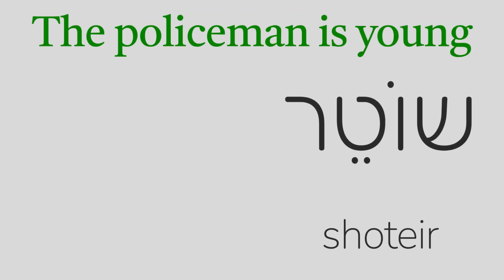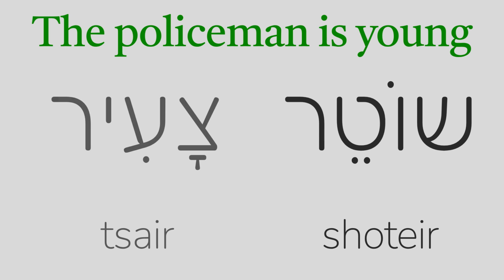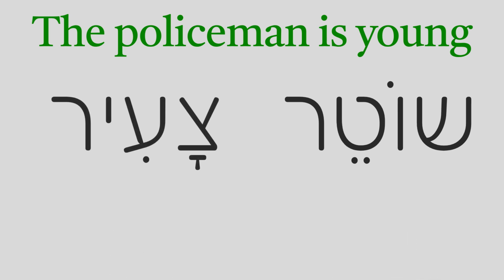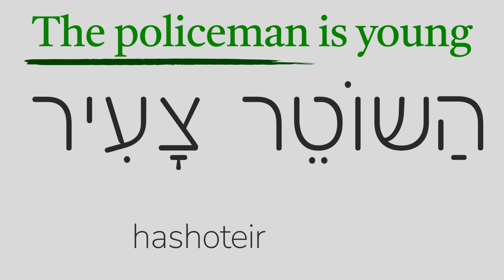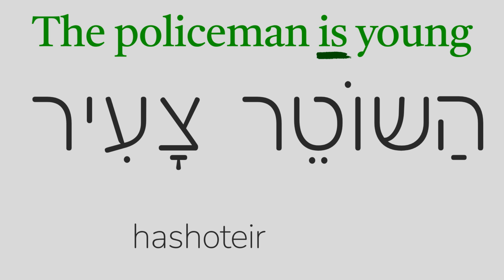Now you use this structure to say the policeman is young, using the words shoter, policeman, and tzair, young. The first thing we need to do is add a ha to shoter to get ha shoter, the policeman. We have no word for is in Hebrew, and the Hebrew word for young is tzair. So we just have ha shoter tzair, the policeman is young. Ha shoter tzair.